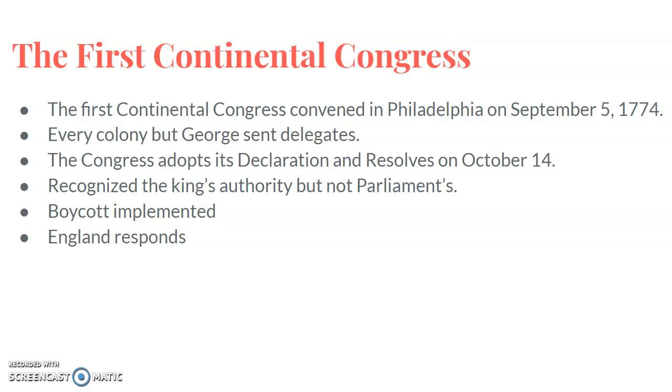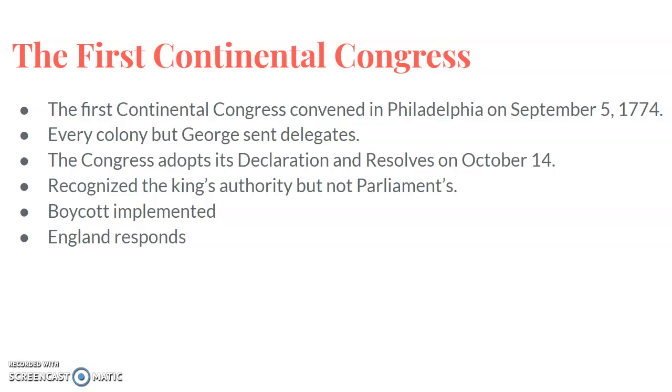So the First Continental Congress, in addition to its declaration and resolves, also implements a boycott, and this is going to hurt the British because it's going to take away some source of their income, which, remember, one of the reasons that the whole taxes came about has to do with the fact that England is in debt because of the French and Indian War, and they're trying to make extra money.